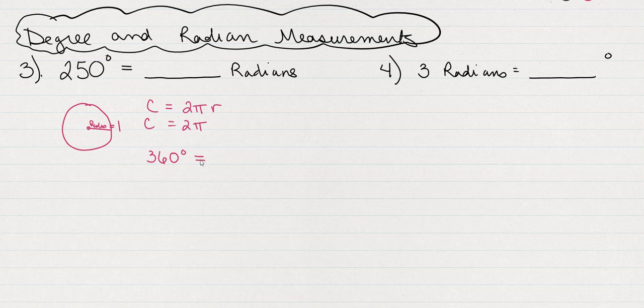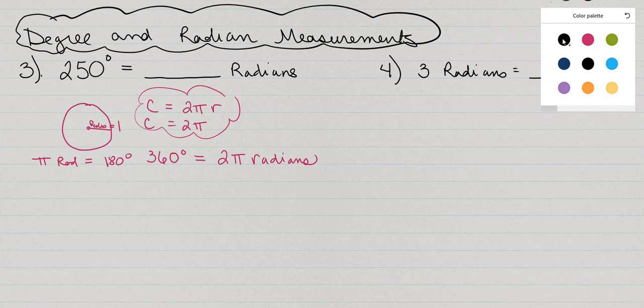And this reminder that 360 degrees is the same thing as 2 pi radians. And how can I remember that 360 is equivalent to 2 pi radians? If I do the circumference of a unit circle, the circumference is 2 pi, and so that alerts me that the radian measurement going all the way around the circle, which is 360 degrees, the radian measurement is 2 pi radians. So all this to give me that pi radians is equivalent to 180 degrees.